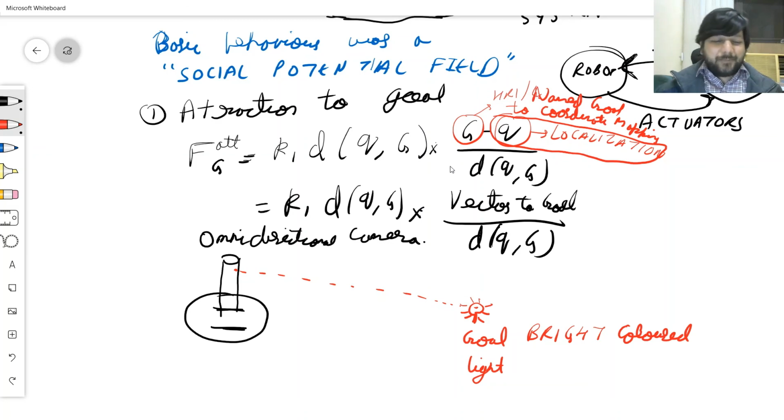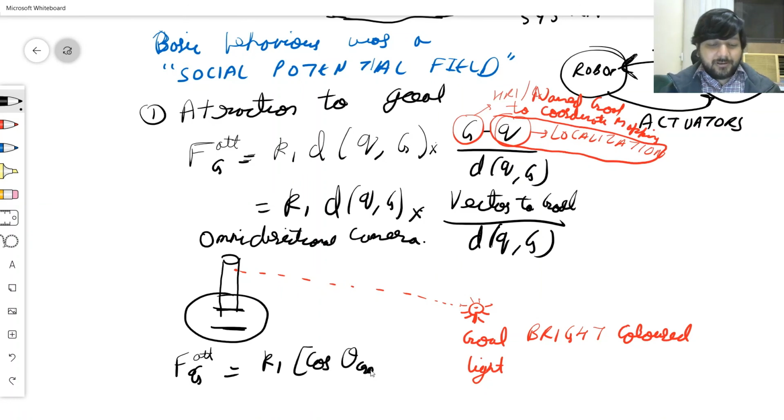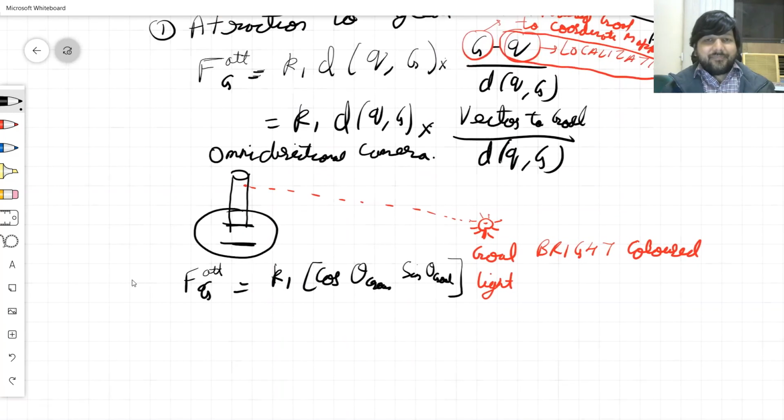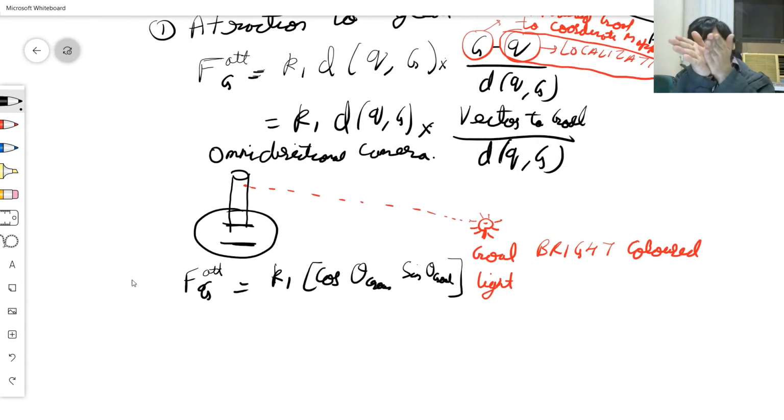So I'm following a conic potential where my F attraction is given as K1 times cos theta goal, that's this unit vector, and sin theta goal. That was quadratic. This is conic, so the magnitude is constant. And theta goal is exactly this angle. So I know with respect to my heading direction, the light came at 30 degrees, so I'll try to turn and go at 30 degrees. Simple enough.